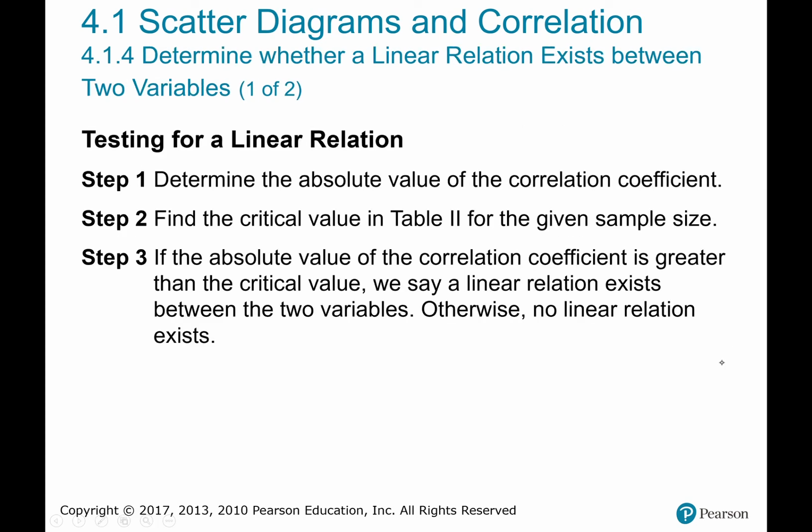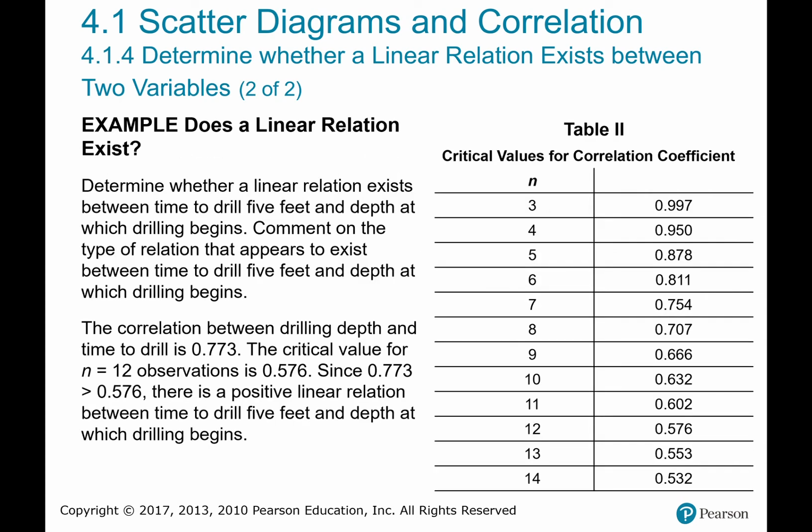Testing for linear relation: determine the absolute value of the correlation coefficient. Find the critical value in Table 2 for the given sample size. If the absolute value of the correlation coefficient is greater than the critical value, then we say a linear relation exists between the two variables. Otherwise, no linear relation exists.